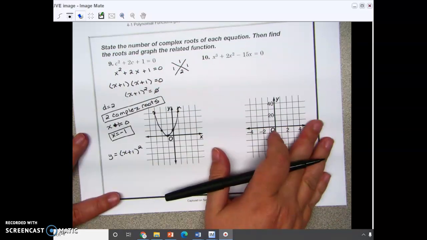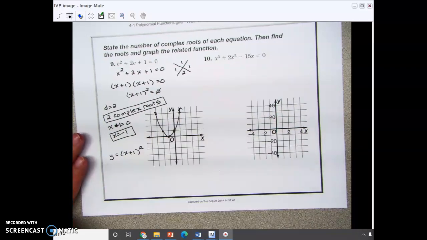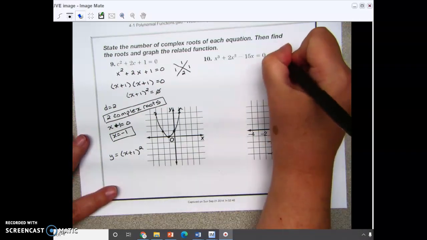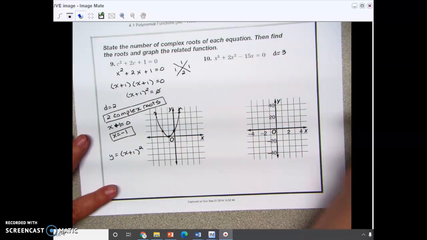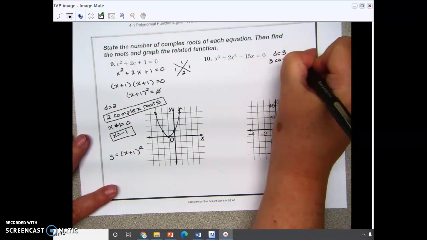All right, so take a look at number 10. See how you can factor that and see if you could come up with all the solutions. So the degree of my polynomial is 3. So that means that I have 3 complex roots.